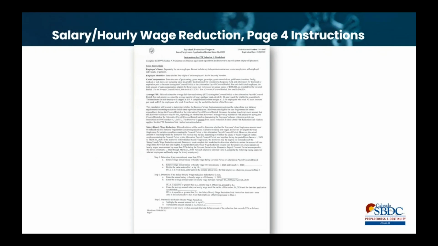If the employee did not make over $100,000 in 2019, and we reduced their salary or hourly wage by more than 25%, then we need to move to the calculations. The steps are shown on page 4 of the instructions, on the page called Instructions for PPP Schedule A Worksheet. Let's take them one at a time.